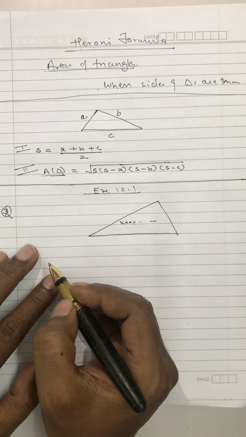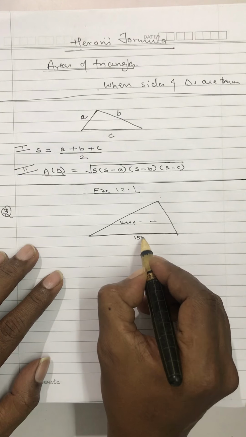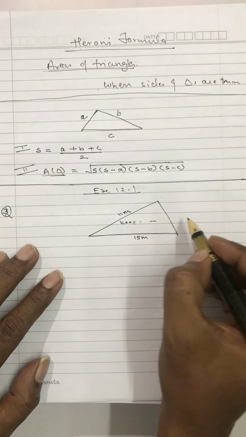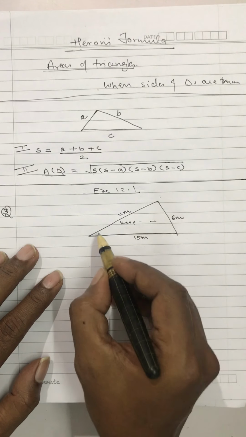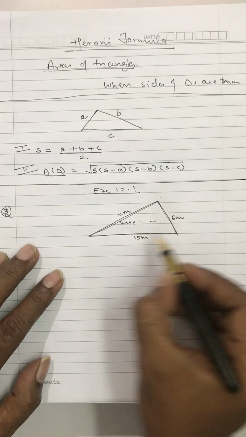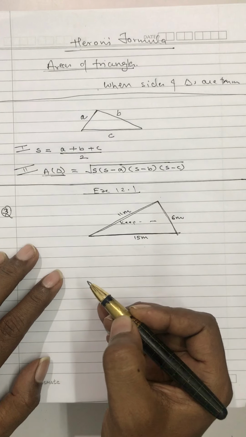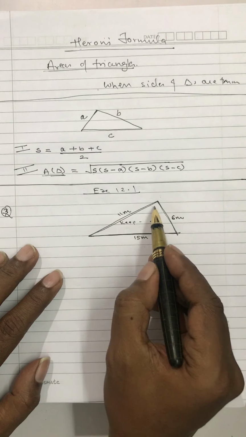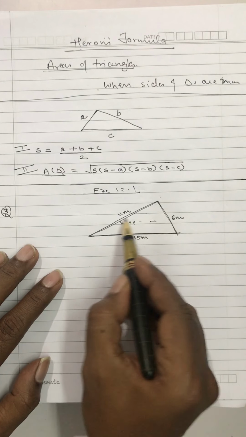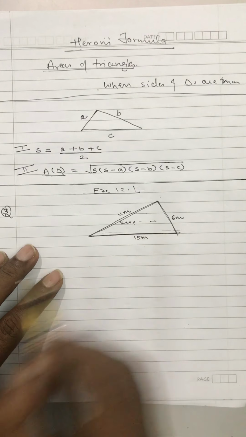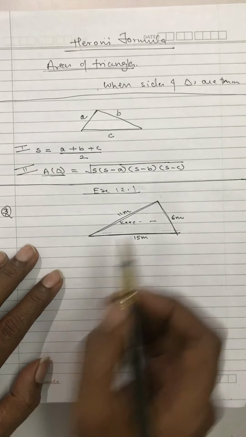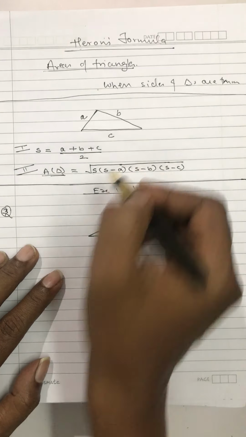If the sides of the wall are, this is 15 meters, this side is 11 meters, and this side is 6 meters. Like now, this is a triangle. Find the area painted in color. This is the area which is painted in color. That means this is nothing but a triangle. So we have to find the area of this triangle by using this formula.